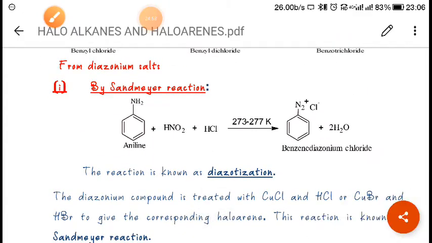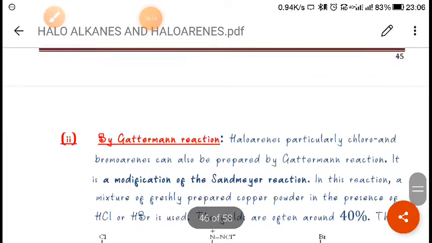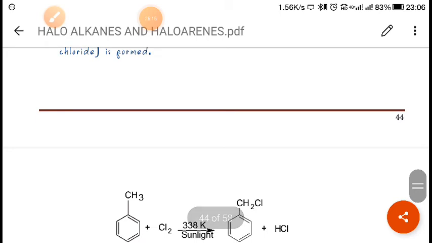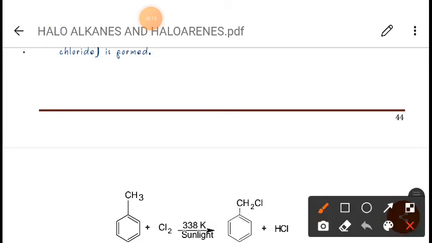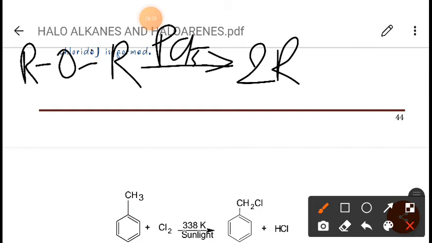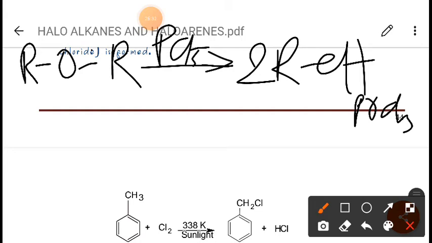Next we will see preparation from ether. It's not given here, so we will see it from ether. Suppose we have R O R, right? What will happen if we use PCl5 here? It will form RCl plus POCl3 will come out from here.